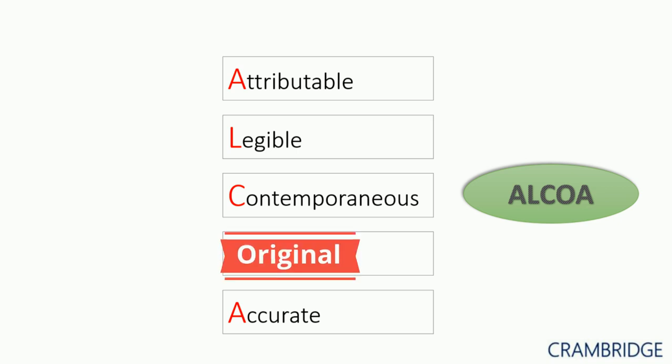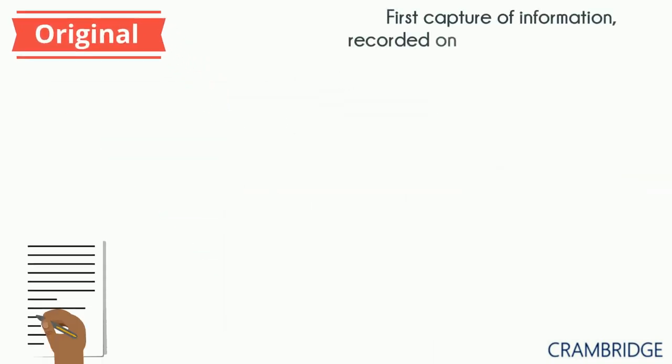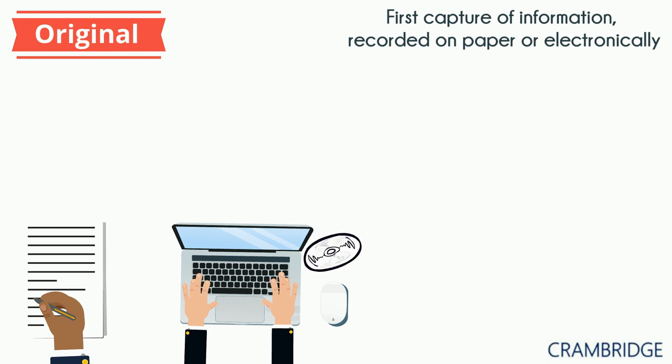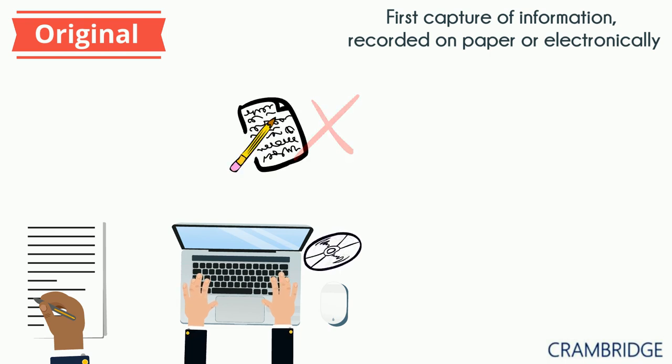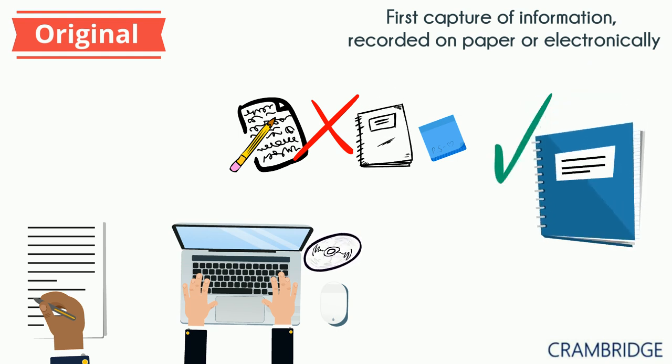O stands for original. It's the first capture of information, whether recorded on paper or electronically. Data should not be recorded on a scrap piece of paper, a rough notebook, or a post-it. Always record on an approved document.